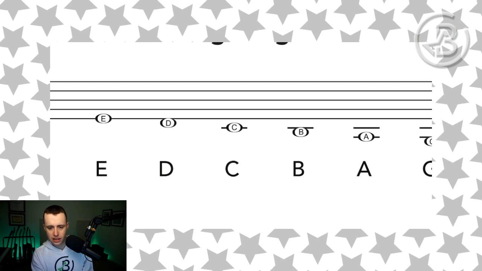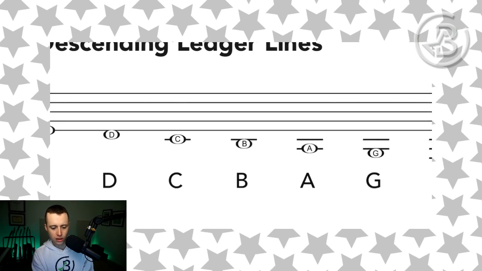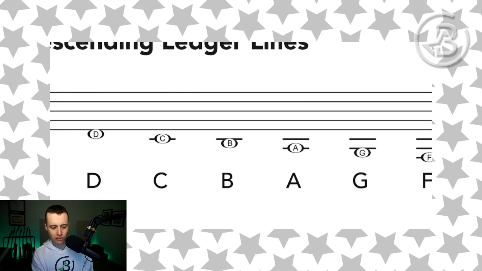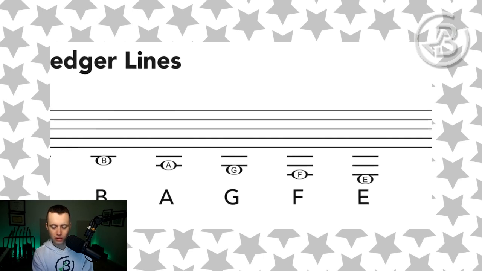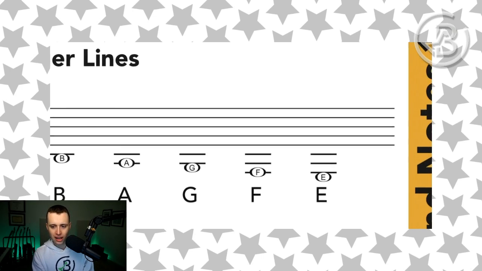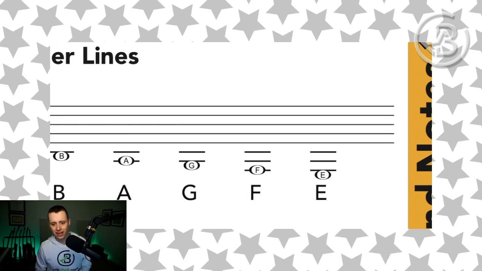C is on ledger line number 1. B is just below ledger line number 1, A is on ledger line number 2, G is below ledger line number 2, F is on ledger line number 3, and E is below ledger line number 3.